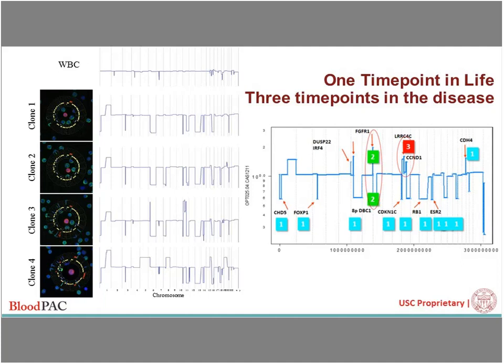CNVs of these cells indicate the evolution of the disease, manifested in the increasing numbers of amplifications and deletions. But despite their genomic differences, the cells from these clones cannot be distinguished by immunofluorescence or morphometric analysis.